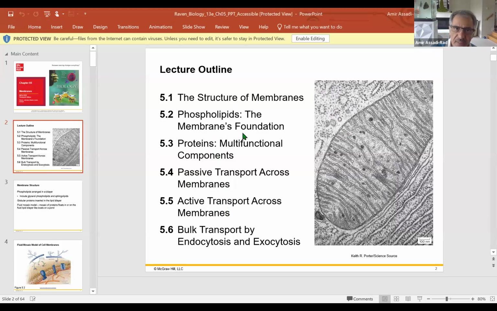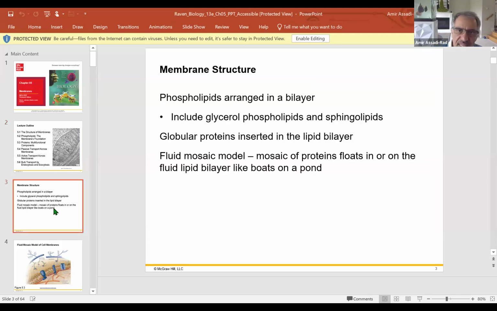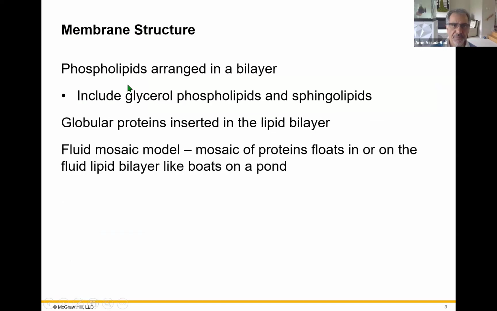The phospholipid, the membrane's foundation; proteins, multifunctional components; passive transport across the membrane; active transport across the membrane. We don't get to talk about it today, but we'll talk about bulk transport, endocytosis and exocytosis later on. So having said that, let's talk about the structure of the membrane.